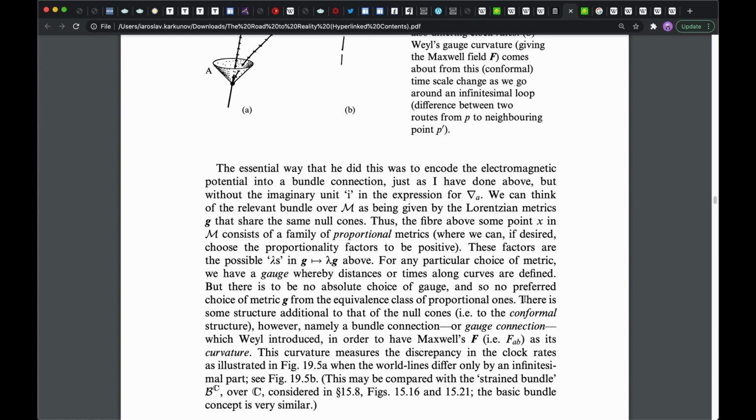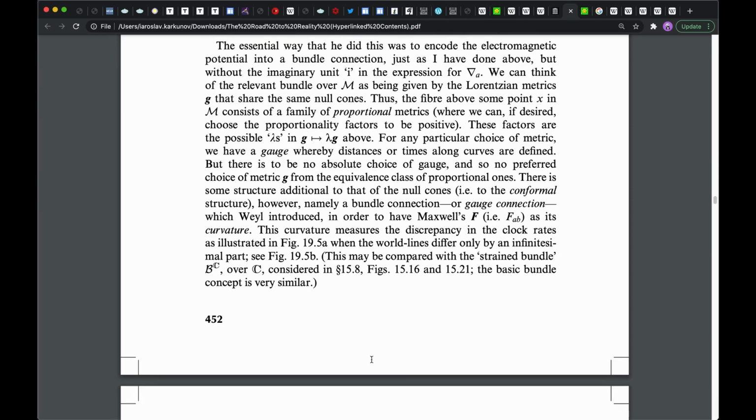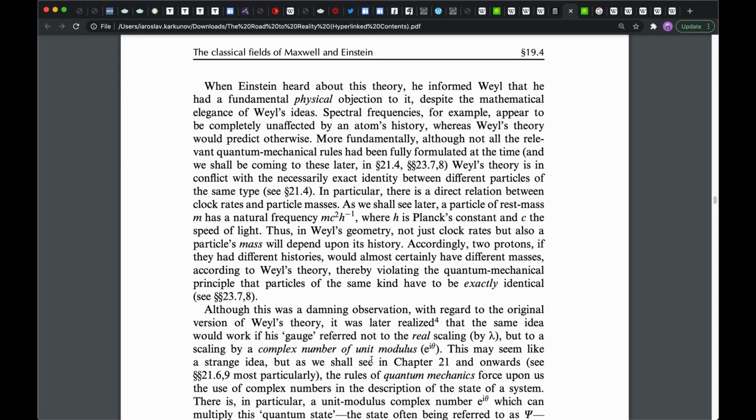Okay, basically the book says that there is some structure additional to that of the null cones in that picture of Weyl's theory, and that structure was a bundle connection or gauge connection, introduced by Weyl in order to have Maxwell's tensor as its curvature. And this curvature measures the discrepancy in the clock rates, as illustrated in the picture above.